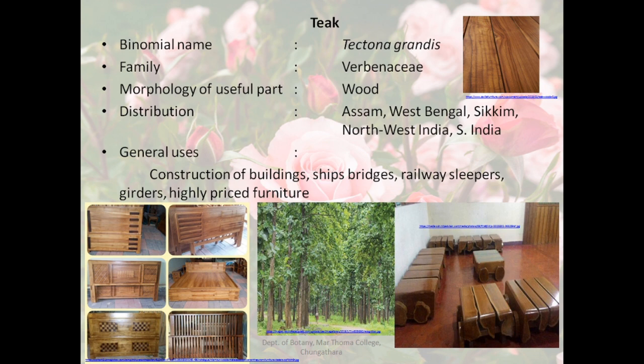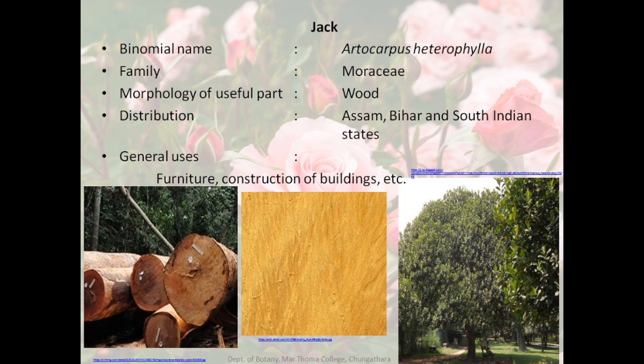highly prized furniture. This image shows the plantations of teak, others show the various products obtained from the teak, and this is the teak wood, the final finishing surface of the teak wood. So these are the various uses for which teak wood is used, and we will discuss another timber yielding plant, that is jack.